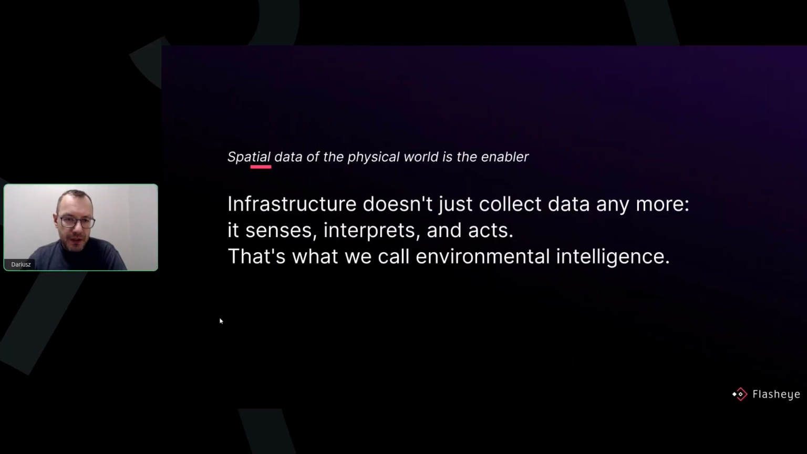Spatial data of the physical world is the enabler, and this is something we are saying already, and we will keep repeating, that infrastructure does not collect data anymore. It sends, it interprets, and acts. And that's what we call environmental intelligence. So it is not only 0-1 information, it is more information. If, for example, someone has entered some area, from which direction, with which speed, and so on, you are getting much more than only that someone is there.